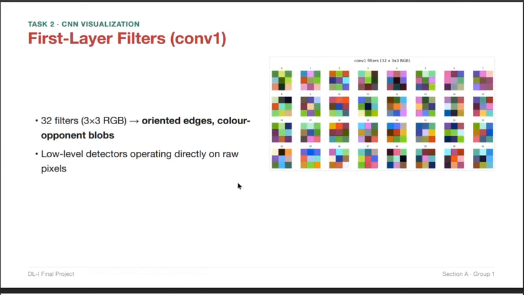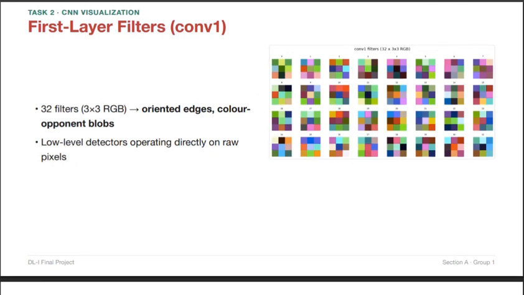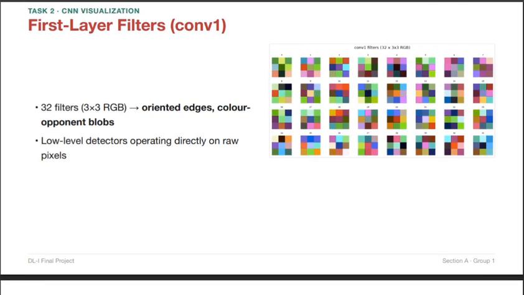Next slide. Here, we visualize the first convolutional layer. These 32 filters are applied directly to the raw image pixels. Instead of recognizing objects, they learn simple patterns such as edges, color transitions, and texture directions. These low-level features form the foundation for deeper layers to build more complex representations.